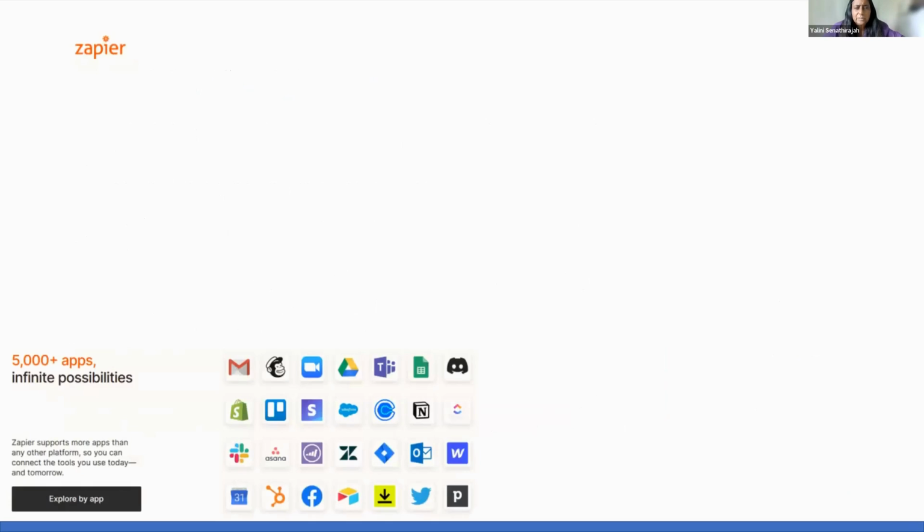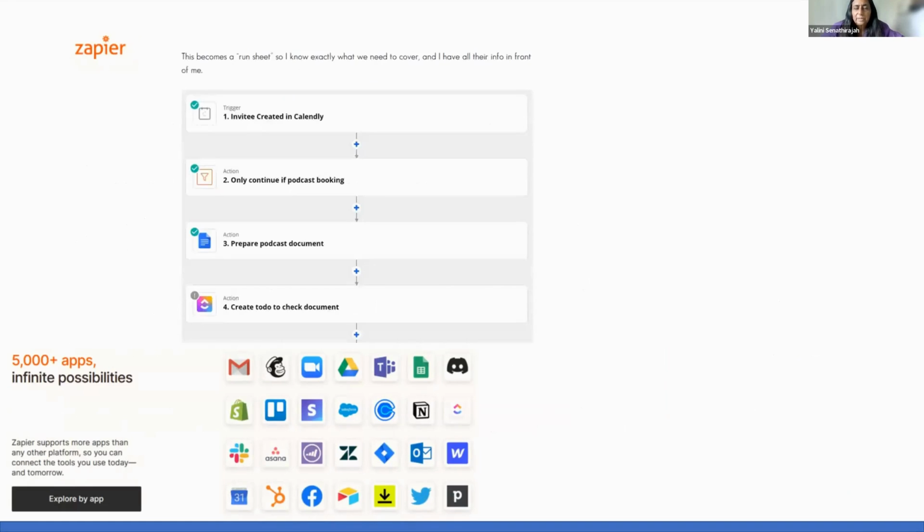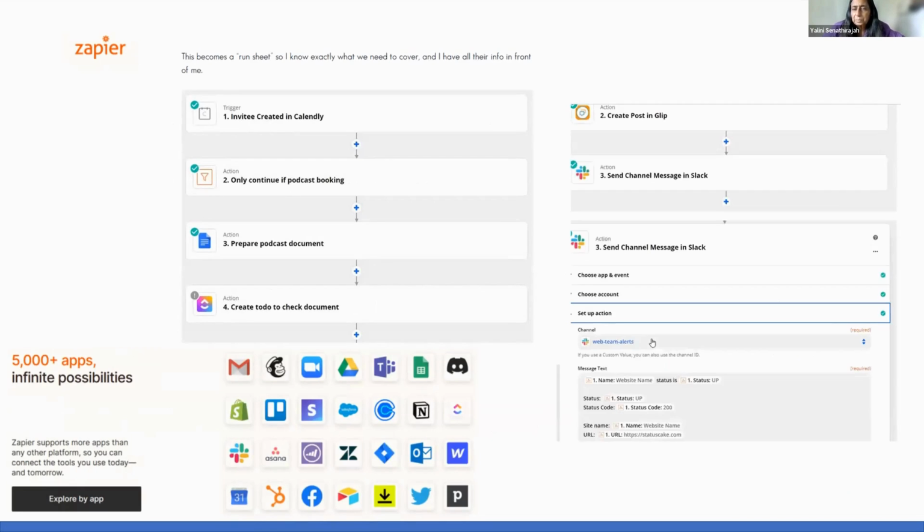I mentioned being able to connect tools, and there's an interesting example in the public web. Zapier is an online tool that lets you connect 5,000 different apps for things like personal workflow automation. And we might want to consider something like this in healthcare. For example, this is a workflow set up from a calendar invite. You can automate it to check whether it's about a podcast and then prepare the document and create a to-do list item to check. And these are all done by ordinary people who just fill out forms.